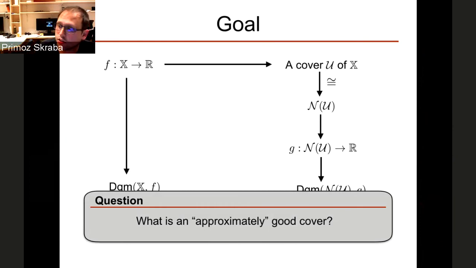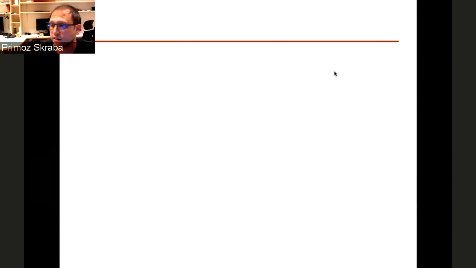Okay, so the question now, of course, is, what is the right definition of an approximately good cover? There are a lot of different ways to do it, but perhaps one of the more natural ways is to ask what we do generally in persistence when we want to replace isomorphism with an approximation. Well, we talk about an interleaving, right?